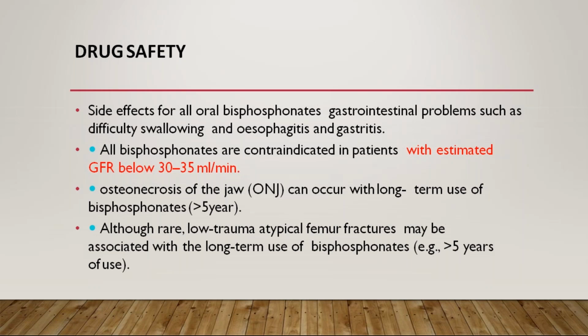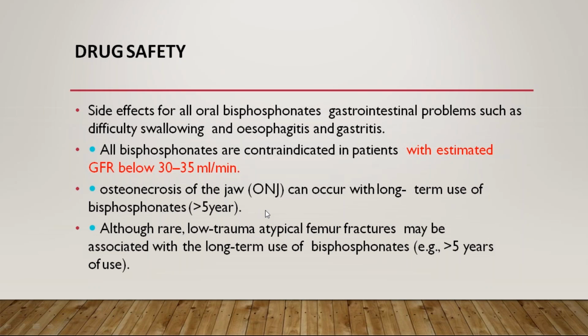Okay, and these bisphosphonates are contraindicated in patients whose glomerular filtration rate is less than 30 to 35 ml per minute. In those patients only we can go for other medication, that is calcitonin, vitamin D analogs, or strontium tablets. All those medications will come up. First we'll advise bisphosphonates only. If the patients have any contraindication, then we can go for other medications.